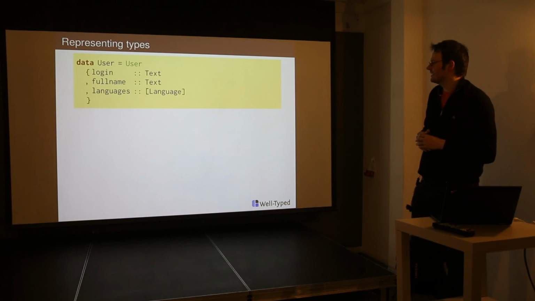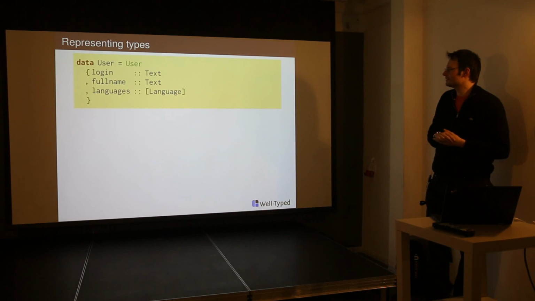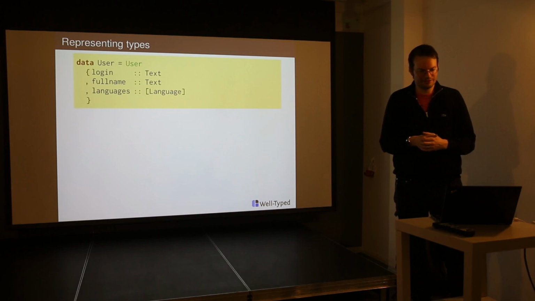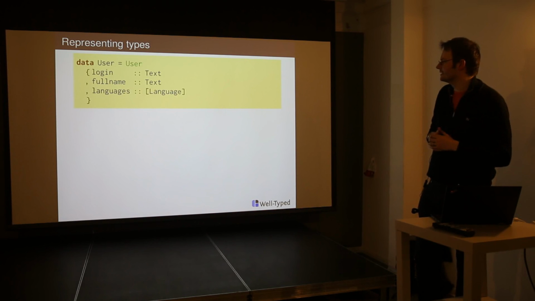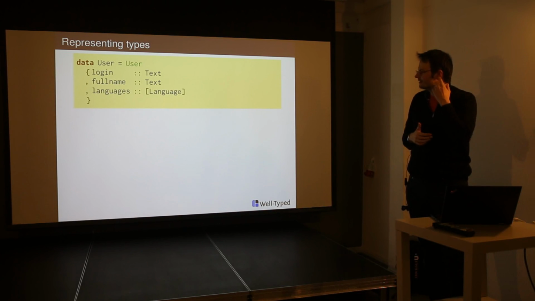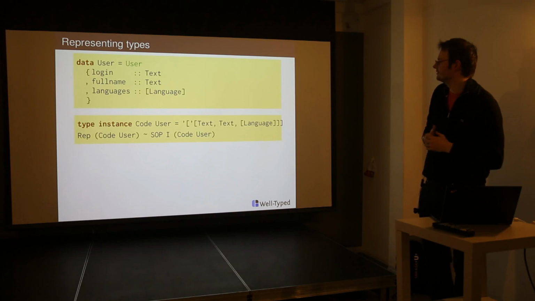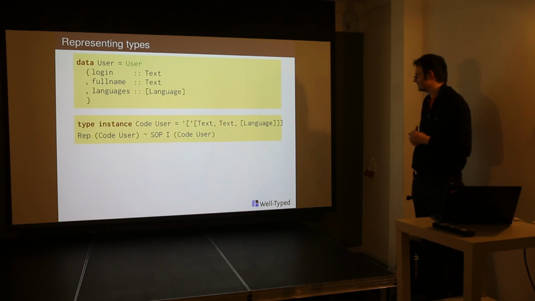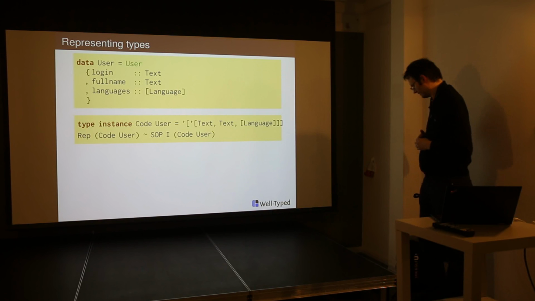So the basic idea here is that if you have a data type like this one, the user type, in one of the versions that we have seen so far, then the first thing that generics SOP does is it associates every data type with a so-called code. And the code is a type-level list of lists. And that's this thing here.